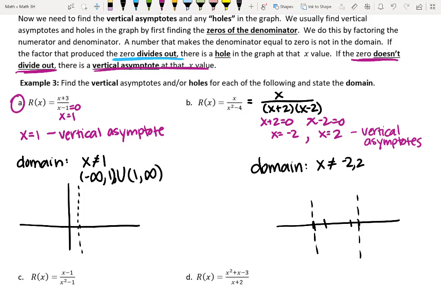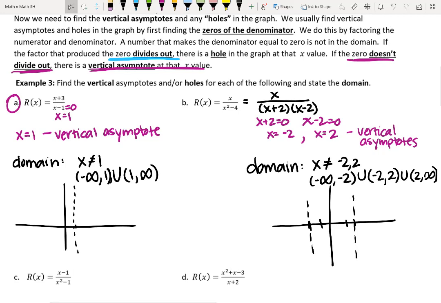Say it's the intervals from negative infinity up to -2, and then that middle section from -2 to +2. Union and combine that last section from 2 to infinity. Okay, so whether you want inequality or intervals, those both are talking about the same thing.